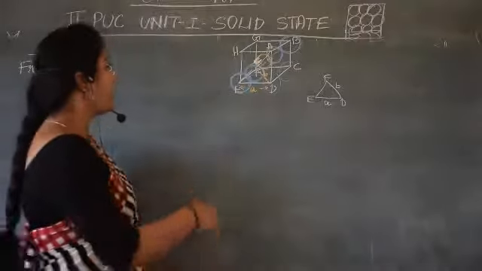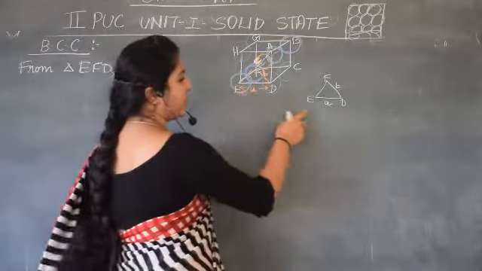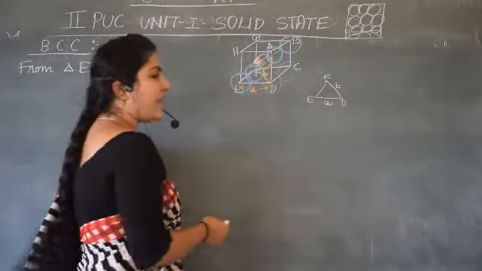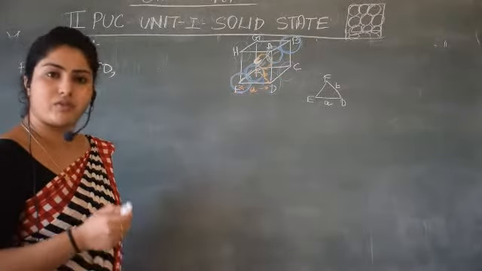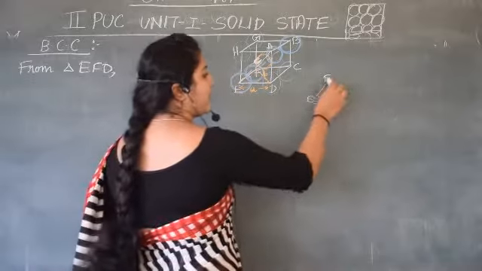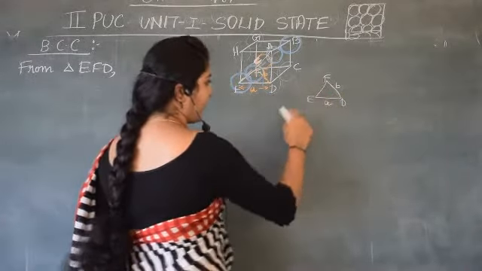We are considering triangle EFD. This is the triangle EFD. So here is B and here is A. We are applying Pythagoras theorem to this triangle. If we apply Pythagoras theorem, then this is the hypotenuse side and these are the adjacent sides.